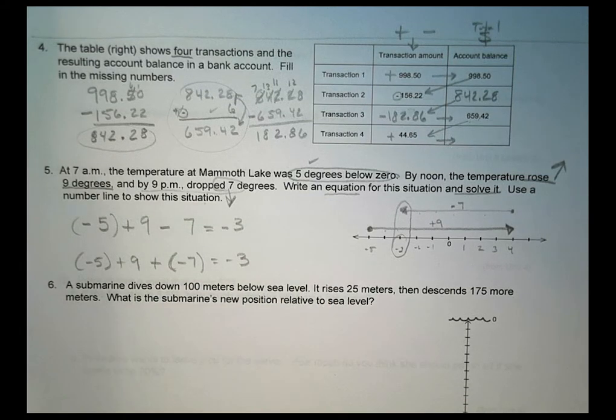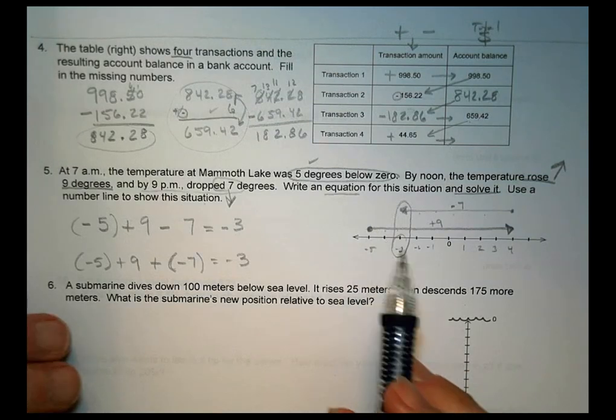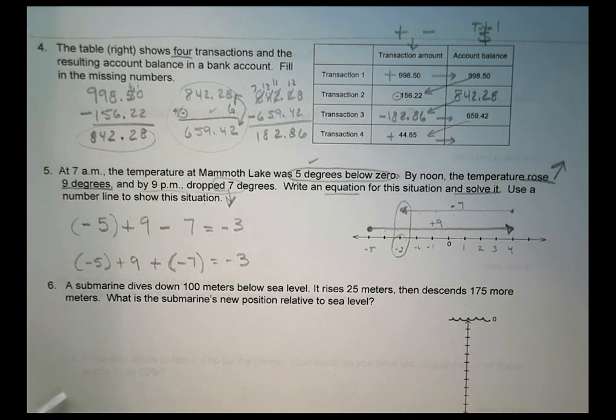All right. So that's how you look at that one. This is a very common type of problem dealing with temperature, and the other one you deal with a lot is elevation. We're talking about positive and negative numbers. Those are very common things that come up in relationship to those topics.